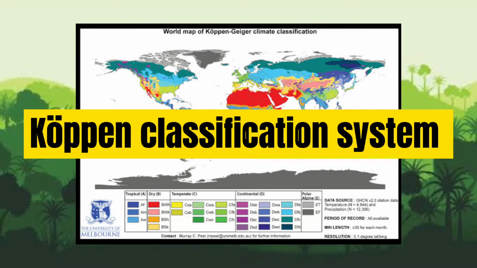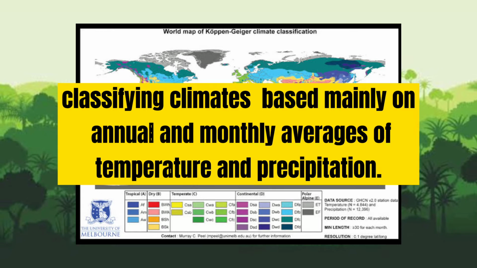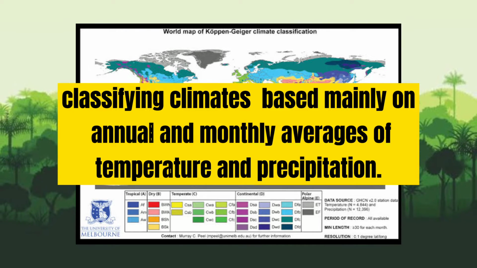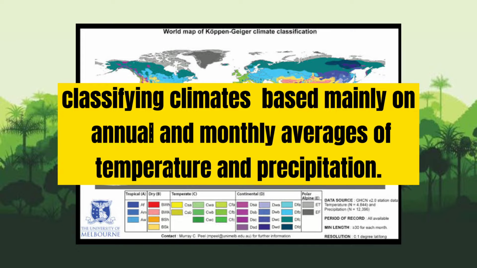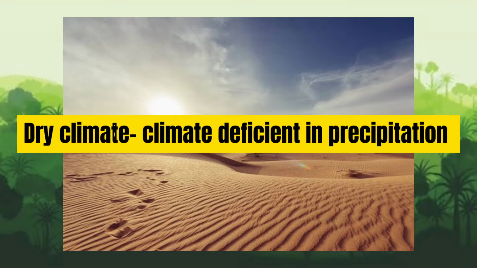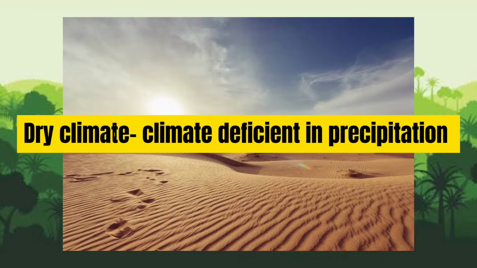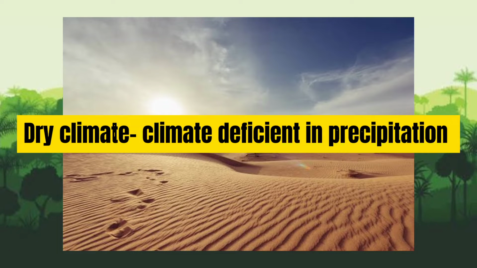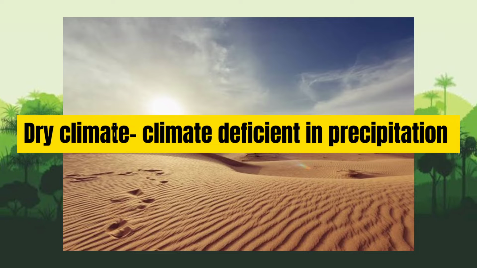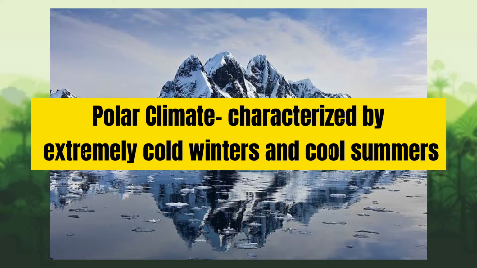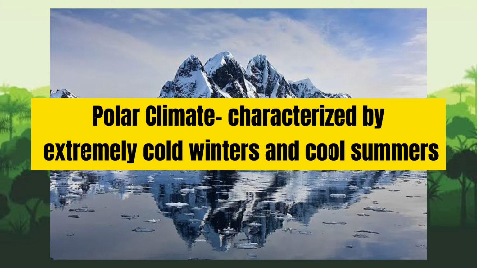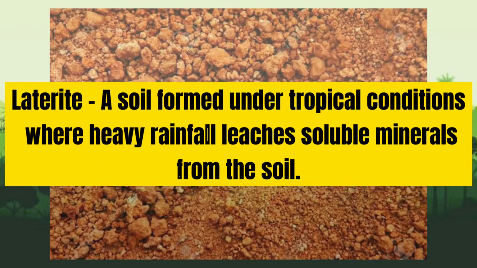Köppen classification system, a system for classifying climates based mainly on annual and monthly averages of temperature and precipitation. Dry climate, a climate deficient in precipitation where annual potential evaporation and transpiration exceed precipitation. Polar tundra climate, a climate characterized by extremely cold winters and cool summers.